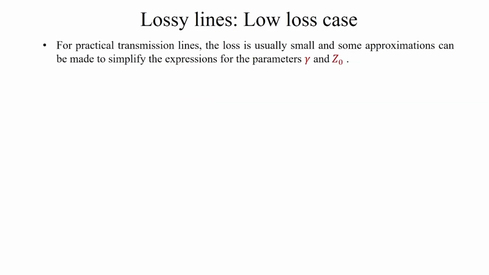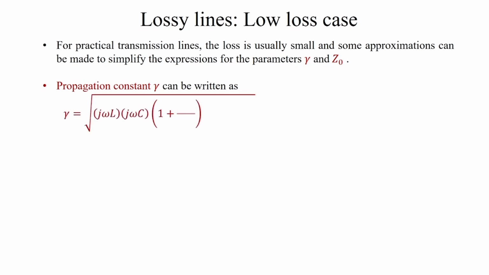Now, what happens in practical cases? The transmission line losses are usually small, and when we are using a short section of transmission line, essentially the signal attenuation will not be much, and some approximation can be made to simplify the expressions for the parameters gamma and Z naught for the case of a low loss line.